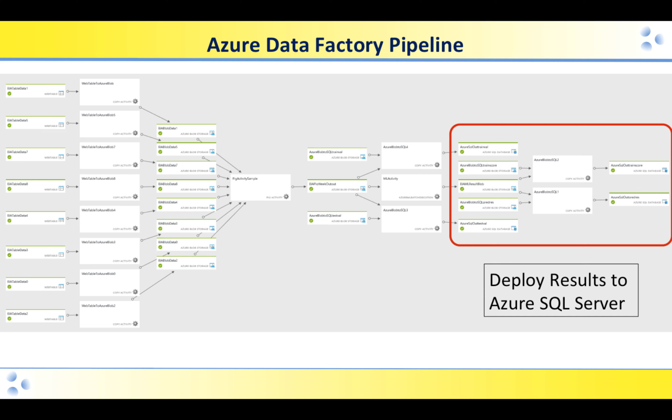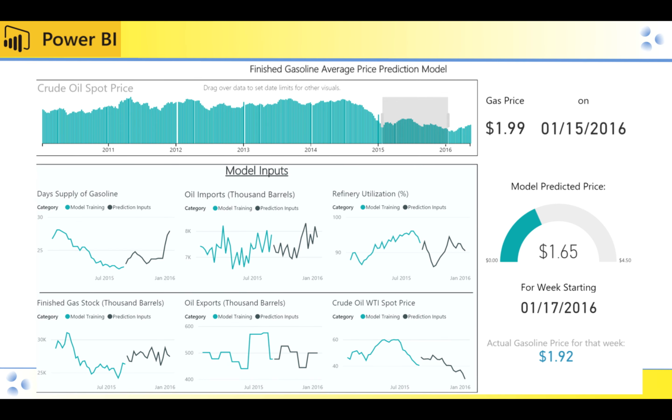The last step is to deploy the results to an Azure SQL Server, and this will enable me to take that endpoint of that data and display it in a straightforward way in a Power BI dashboard. So I designed and built a Power BI dashboard that allows me to look at these KPIs. I've got the crude oil spot price. I've got the variety of different inputs, how many days supply of gasoline, the oil imports and outports, and refinery utilization. So in a single dashboard, I can watch the big picture of what's happening.